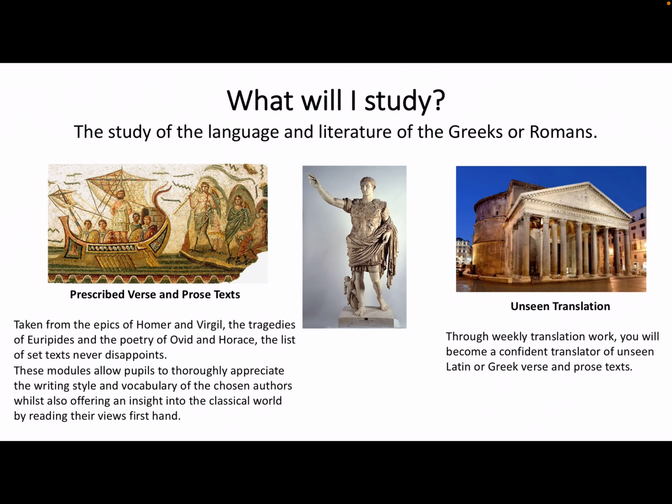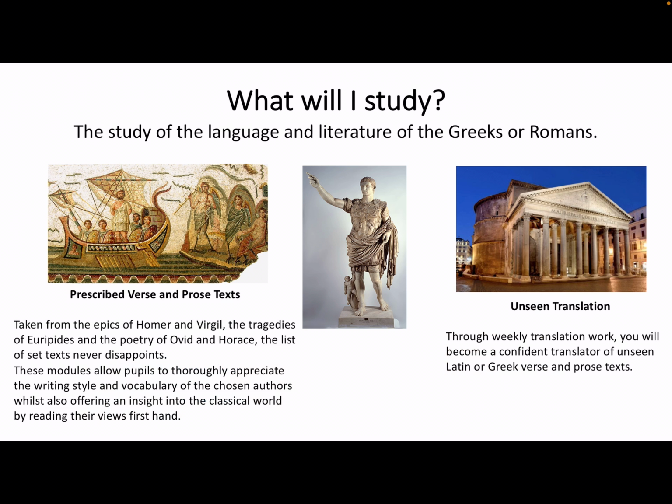We also then look at a number of set literature authors. What we actually try to do is have different ones in the lower sixth and upper sixth year so that you can meet 3 or 4 different authors across the course, which we think offers you a great deal of variety. The list of set texts that we have to study never disappoints.